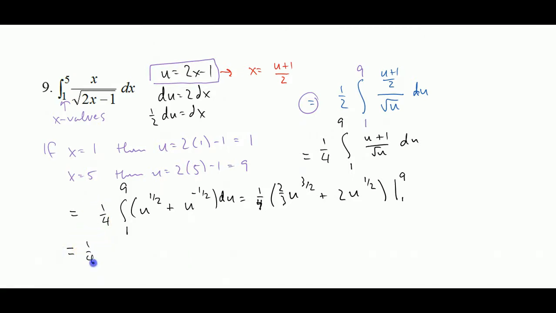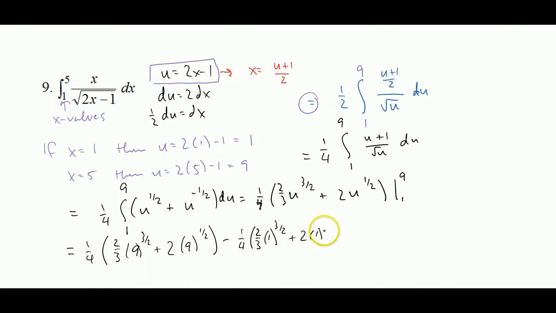So we've got 1/4 times 2/3 times 9 to the 3/2 power, plus 2 times 9 to the 1/2 power, minus 1/4 times 2/3 times 1 to the 3/2 power, plus 2 times 1 to the 1/2 power. A little bit of cleanup, where we've got 1/4 times 2/3 times 9 to the 3/2.